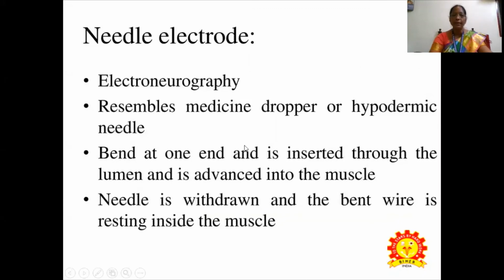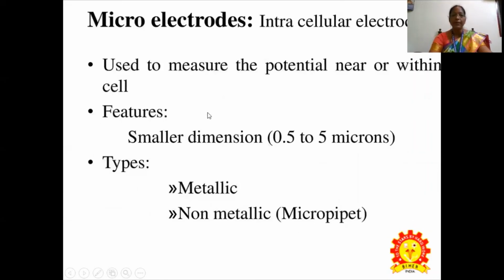Then come the needle electrodes. We use this for electroneurography, and it resembles a hypodermic needle, bent at one end, and it is inserted through the lumen and advanced into the muscle. The needle is withdrawn and the bent wire is left resting inside the muscle.